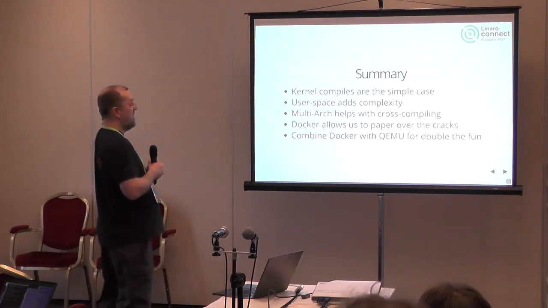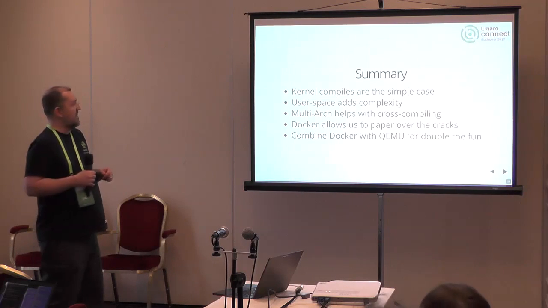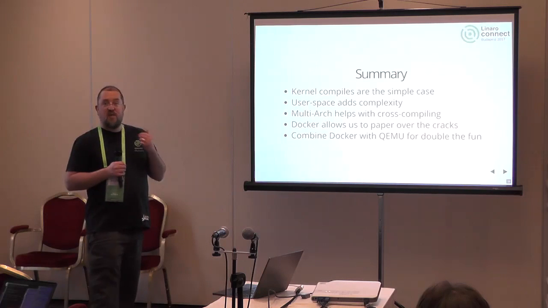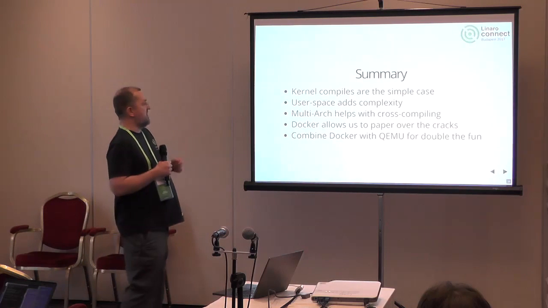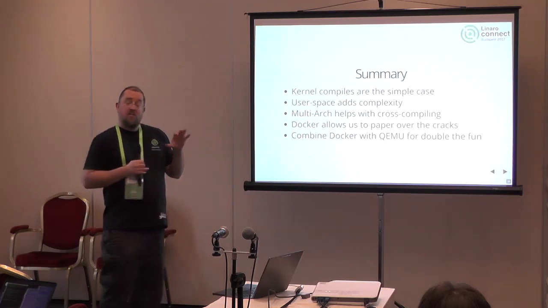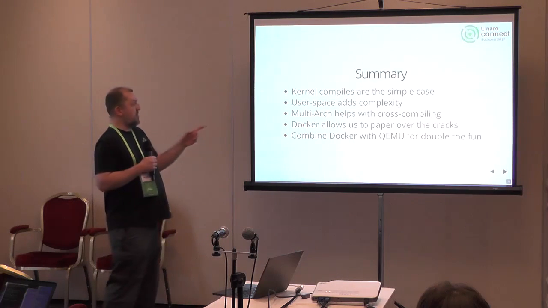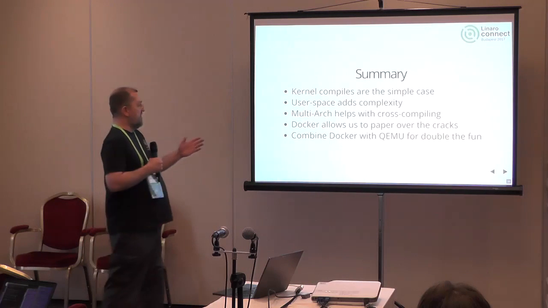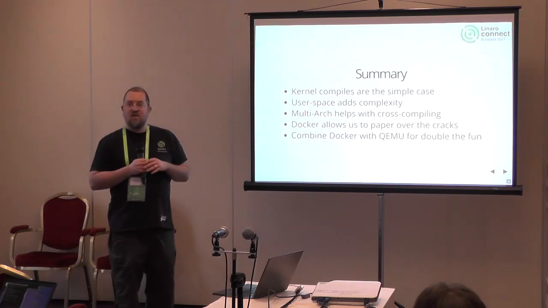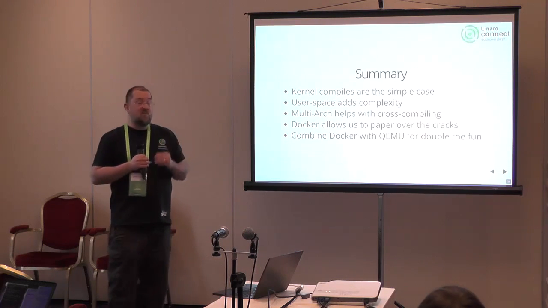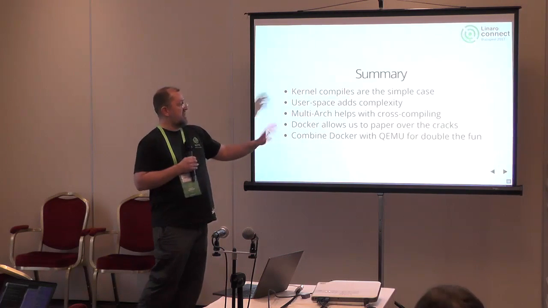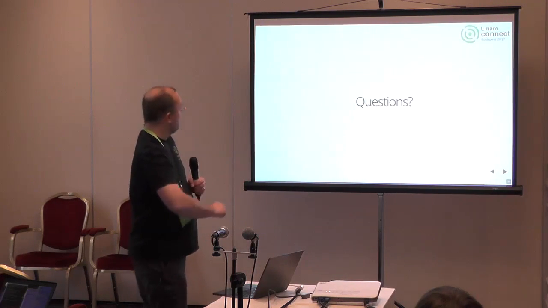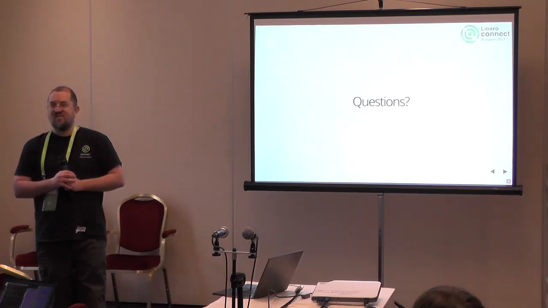So, in summary, kernel compiles are the simple case. If you're building user space programs, it adds complexity to your cross-compile setup. But this is actually solved for the most part with multi-arch. However, sometimes that doesn't work, so we can use Docker to allow us to paper over the cracks. And if we really want to, we can combine Docker virtualization with QEMU for double the fun. And that is it. Do we have any questions?